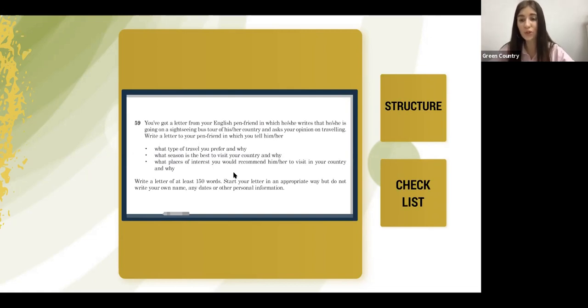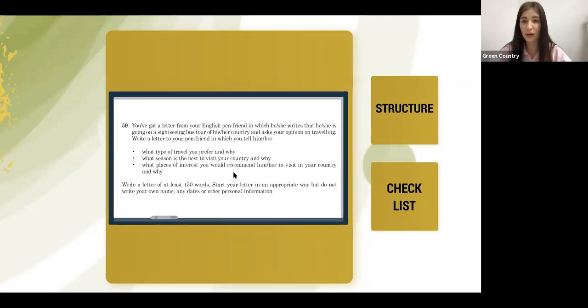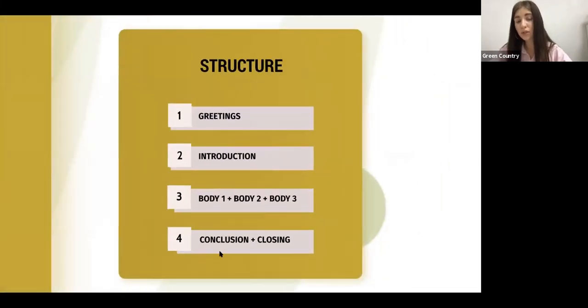All the questions you have in the tasks must be covered and answered. Do not leave anything behind. And the last one, conclusion and closing. Conclusion is just a short summarizing of everything you mentioned before, but without repeating yourself.